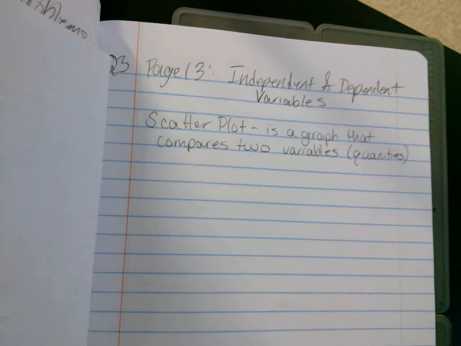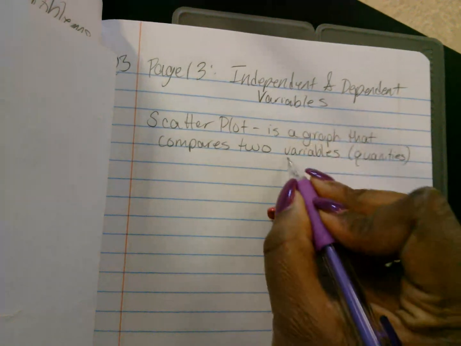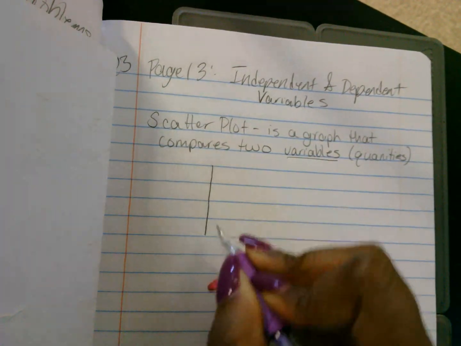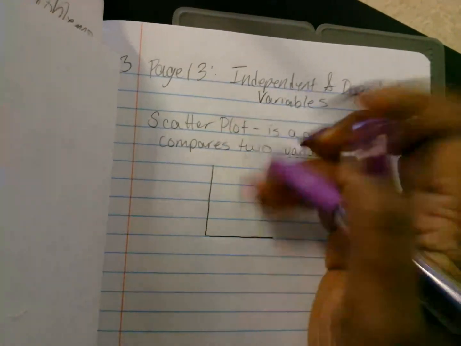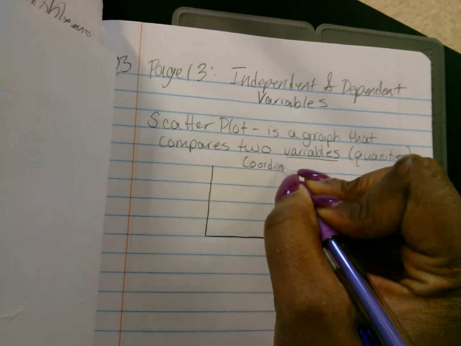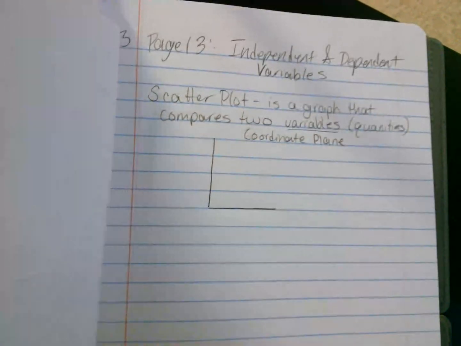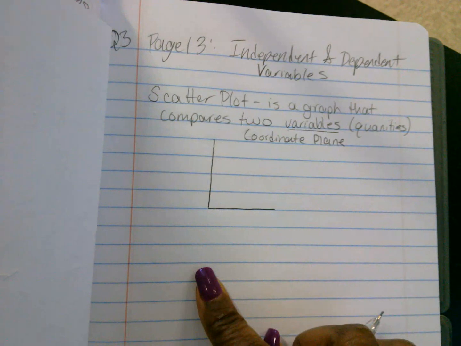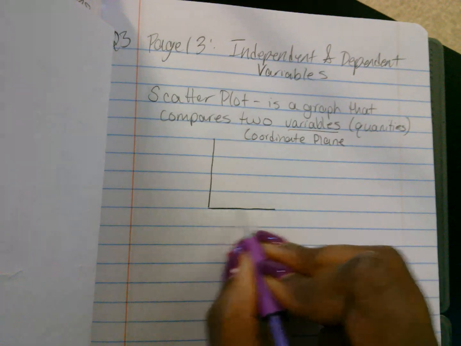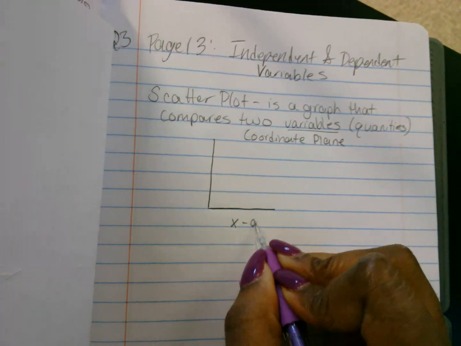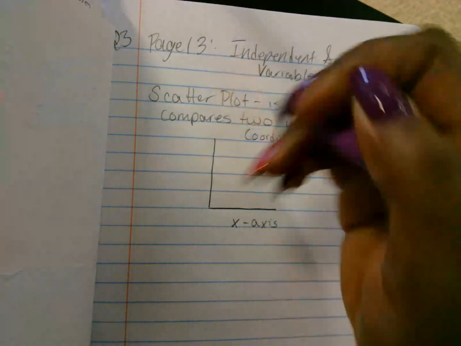In most cases, the two quantities have an independent and dependent relationship, or the two variables, in what looks like a coordinate plane. This is a coordinate plane. Most of the time we use the first quadrant of a coordinate plane. Most of the time we label the horizontal number line as the x-axis, as our x, and the vertical number line as the y-axis.